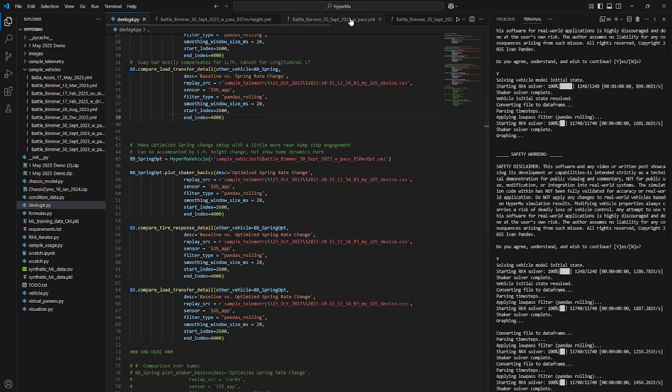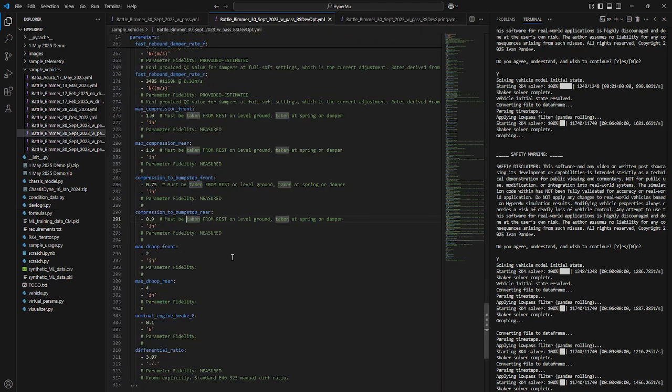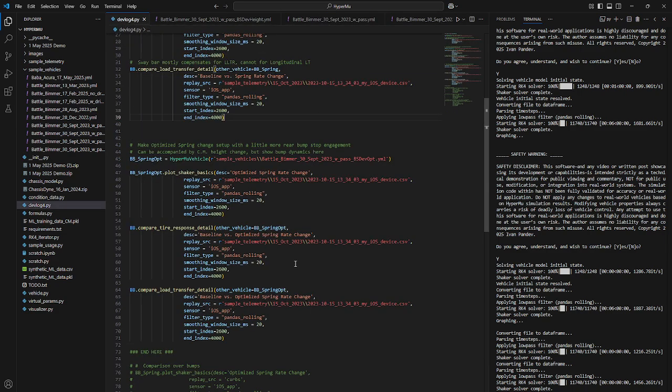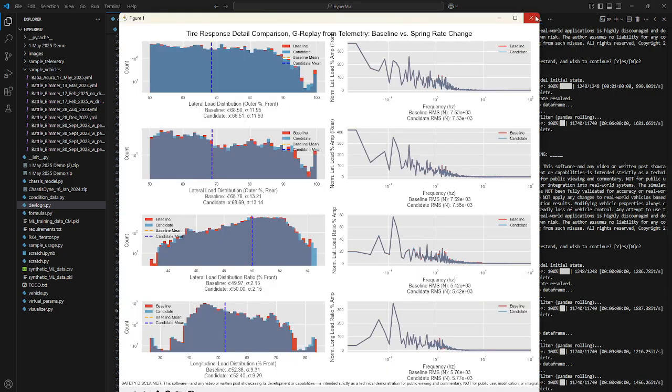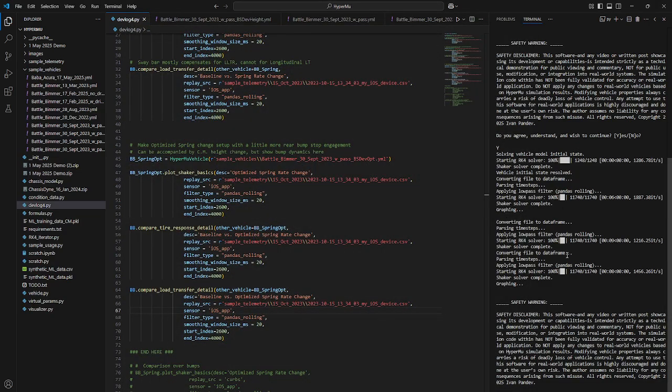So what we do to create that vehicle model is to lower the value describing the compression to the rear bump stop. This will just mean that when the suspension compresses, it's activated sooner, and that'll all be encoded into this vehicle model here. We're going to look at this bump stop model by itself, and then we're going to compare the tire response and the lateral load transfer to the original baseline model. So let's go ahead and do that.